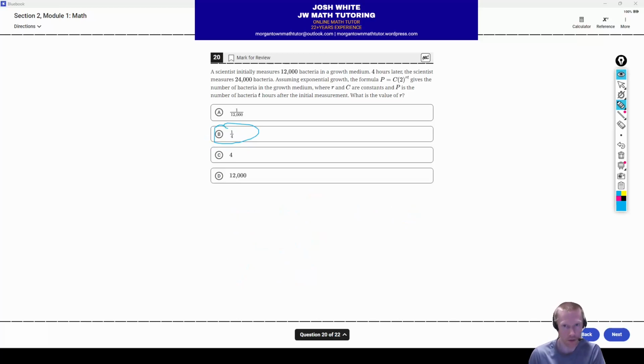Remember, this is the correct answer we're looking for. All you'd have to do is go through the answer choices, and it's obviously going to be much quicker to do this in Desmos. Essentially, what you're plugging in would be 12,000 times 2. Let's say you start with the first answer choice, 1 over 12,000 times 4. And we do that in Desmos, and you're going to see, does that equal 24,000? Does that give us 24,000 bacteria, 4 hours later?